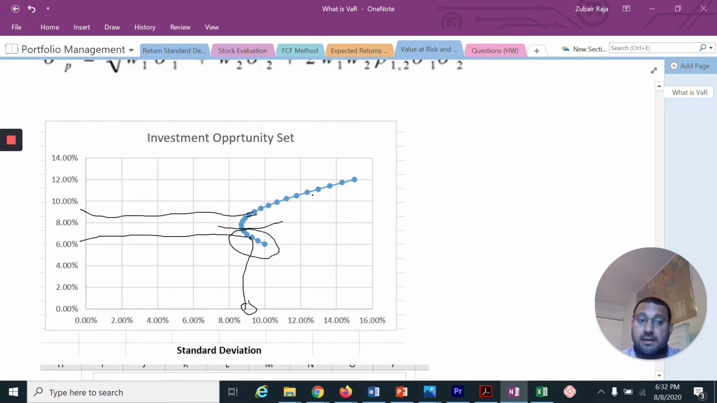But the thing is, there is only one portfolio through which we will be able to get the maximum Sharpe ratio, and that portfolio is called the Sharpe-Optimal portfolio.